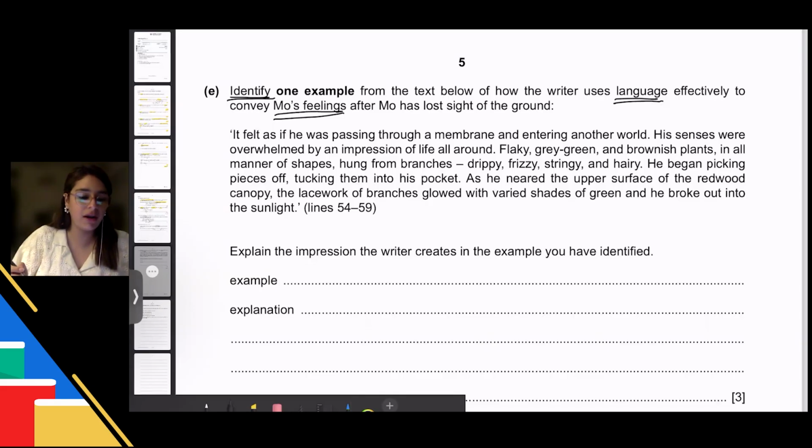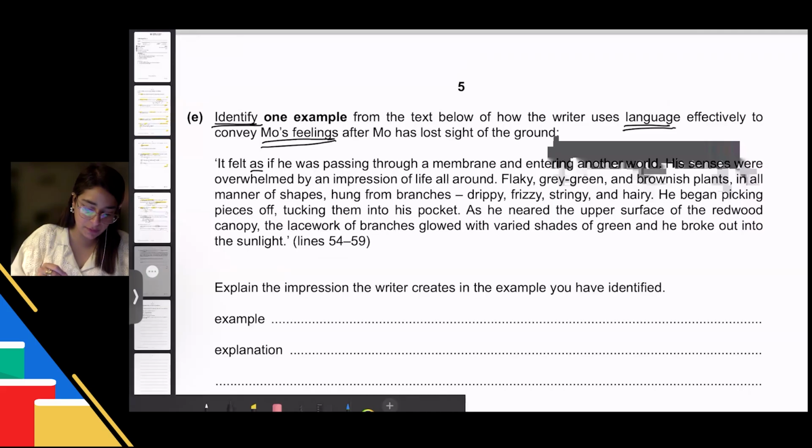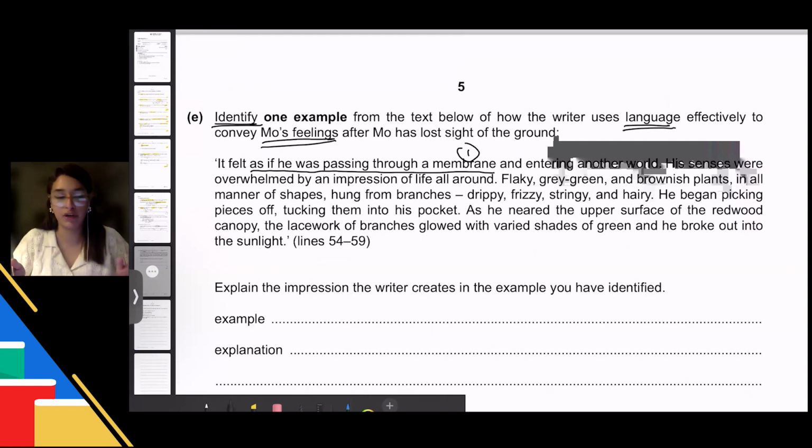All right. So there are usually numerous examples that you can identify. For example, in this case where it says that it felt as if he was passing through a membrane. All right. So that could be my first example, talking about how this experience overall is something that he feels like he is passing through a barrier and entering something very, very new, because it says and entering another world. So he basically is experiencing something new. That's the first example that we can identify.